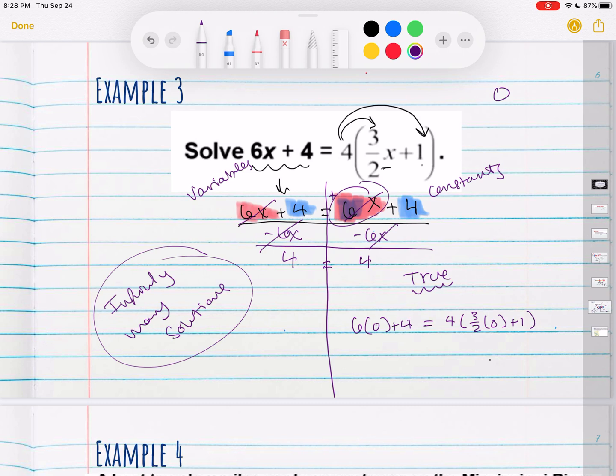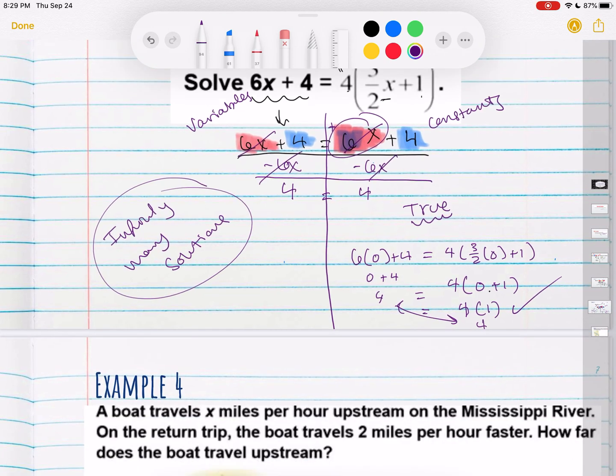Well, that's simplified on the left. 6 times 0 is 0 plus 4. I'm left with 4. On my right, I have 4 times, well, 3/2 times 0 is 0 plus 1, which is 4 times 1, which is just 4. Well, 4 equals 4. That is a true statement. So 0 is one possible answer. But if I tried this with 1 or 2 or negative 7, 130, pi, 12.5, all of these would work. Any value for x would work.